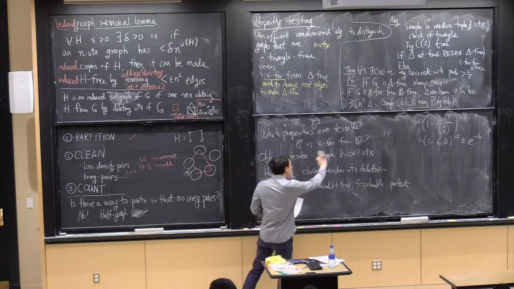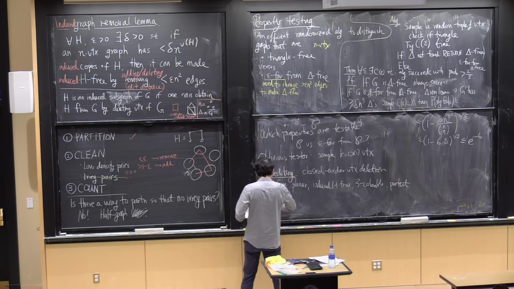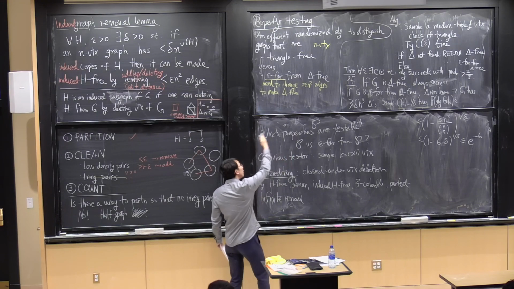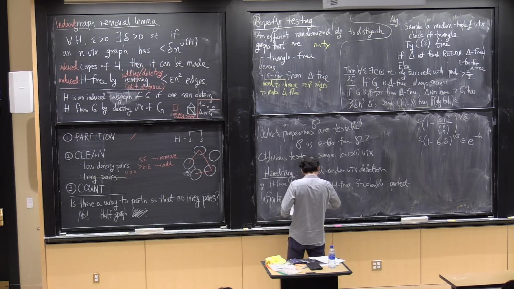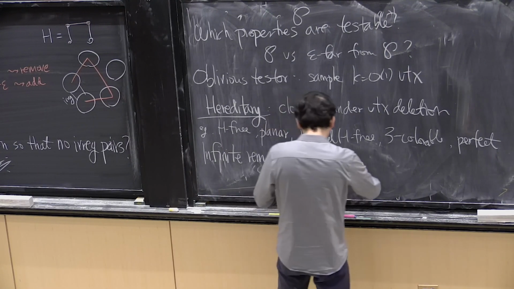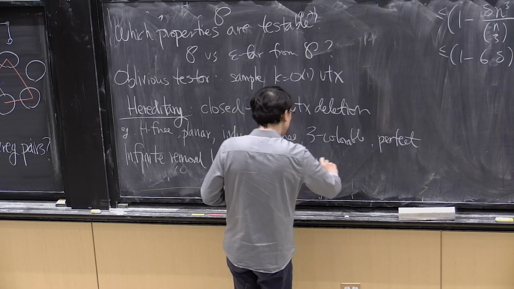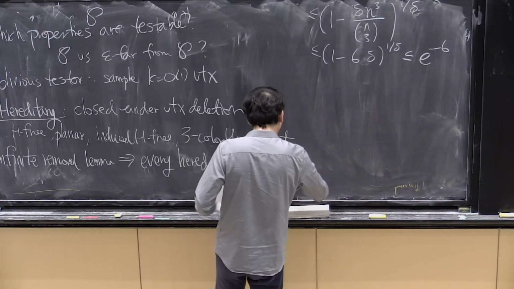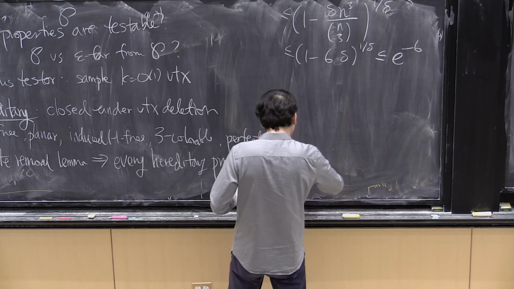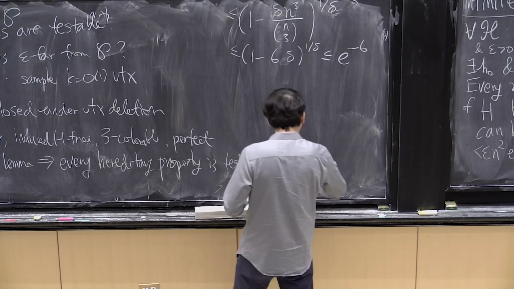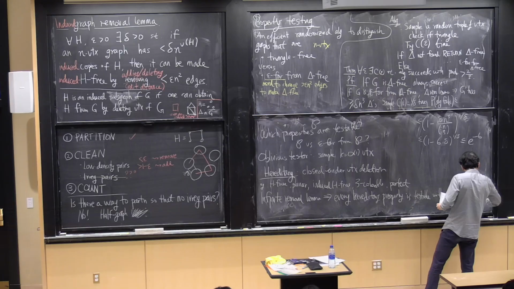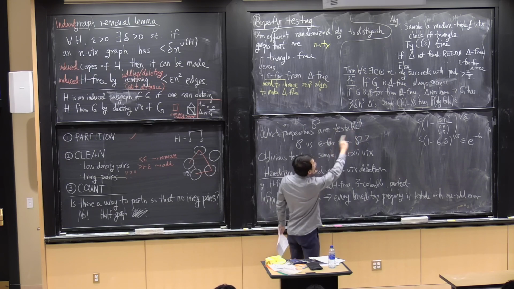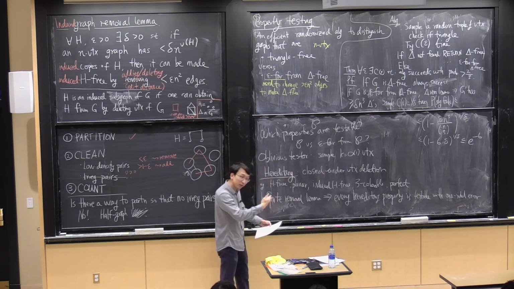And all the discussions that we've done so far, in particular the infinite removal lemma, if you phrase it in the form of property testing, given the above discussion, it implies that every hereditary property is testable. In fact, it's testable in the above sense with one-sided error using an oblivious tester. One-sided error means that if it's triangle free, then it always succeeds.